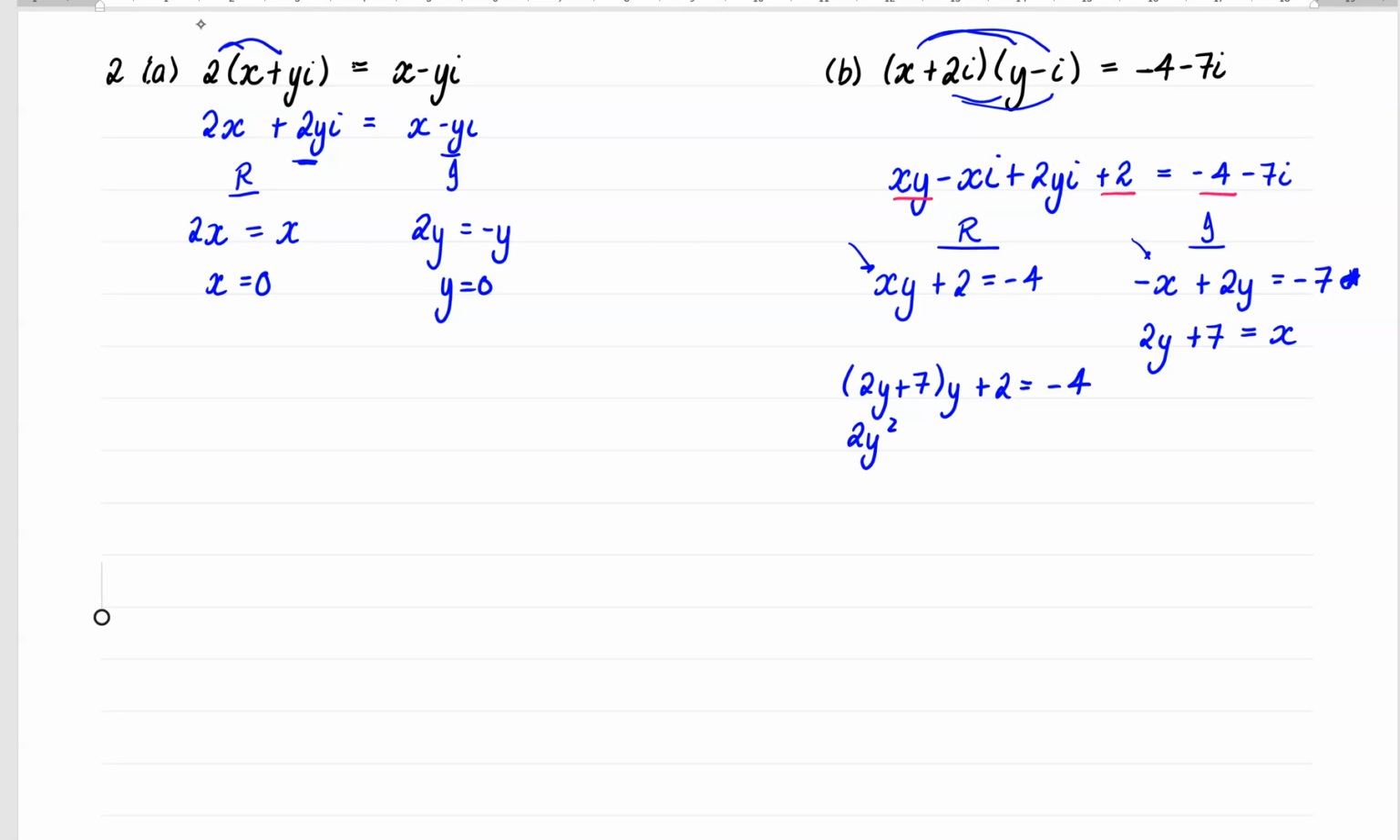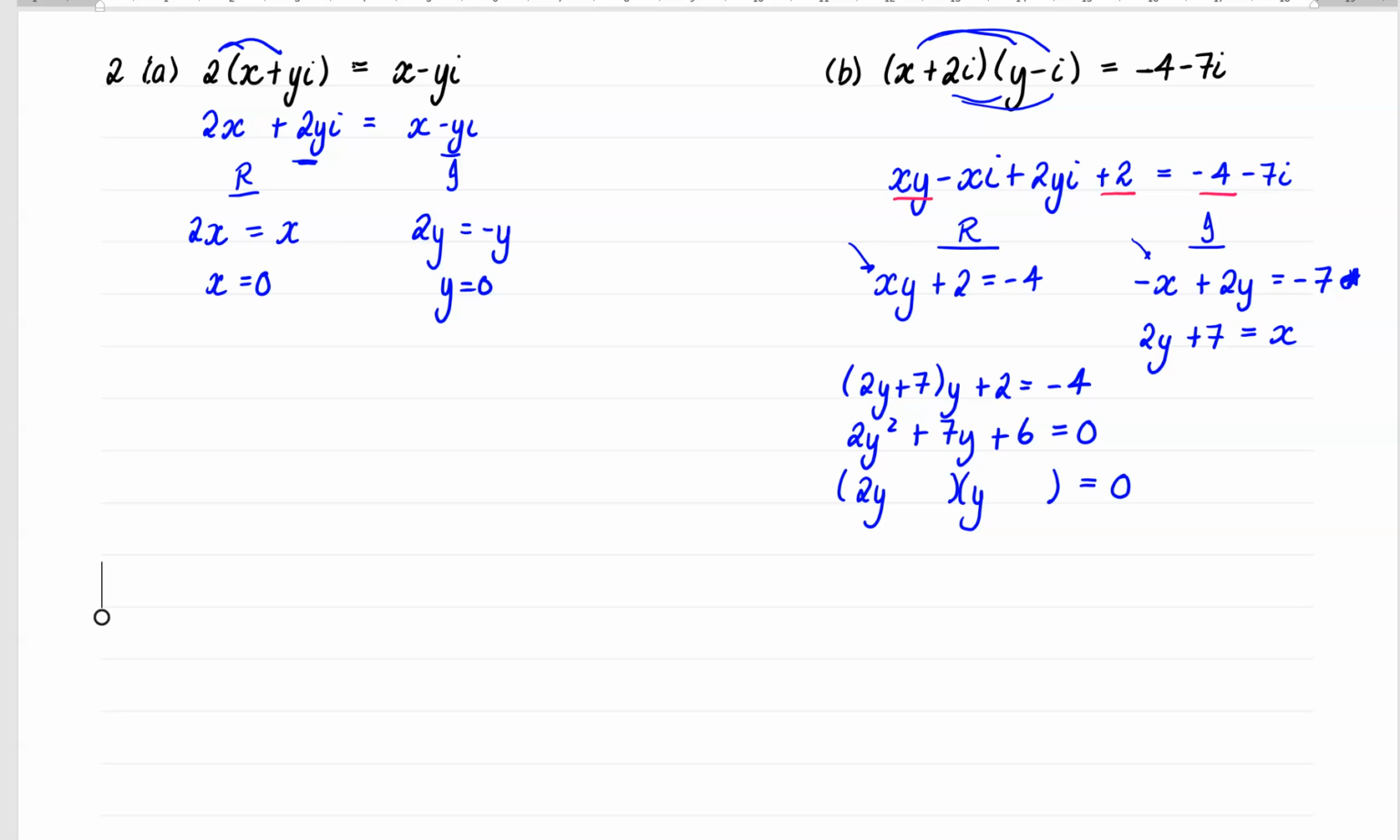I've got 2y squared plus 7y. Bring the minus 4 over. Why? Because I can see it's a y squared. It's a quadratic. So that means I am going to try and factorize this. Okay. By all means, you can go to your calculator if you want to. But simple ones like this, we should be able to factorize without using technology.